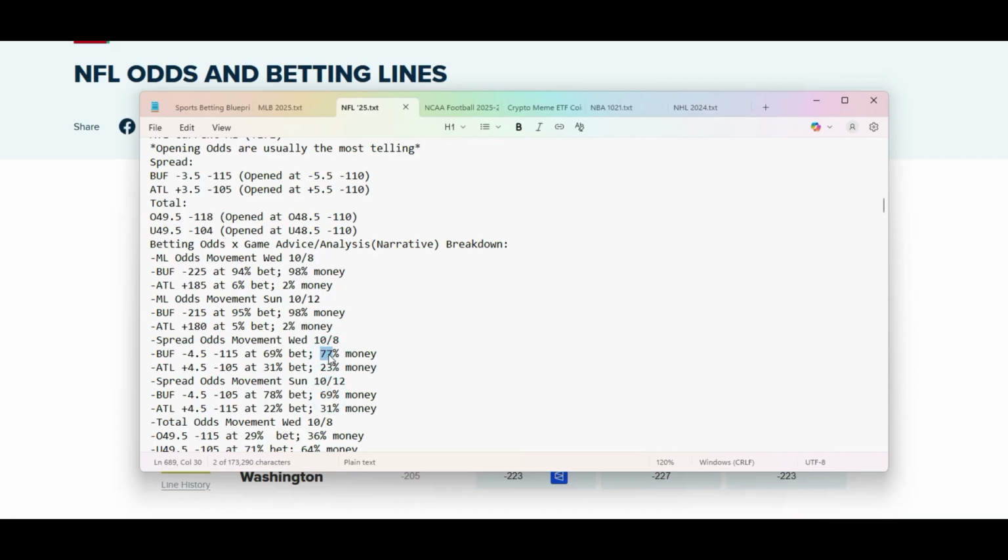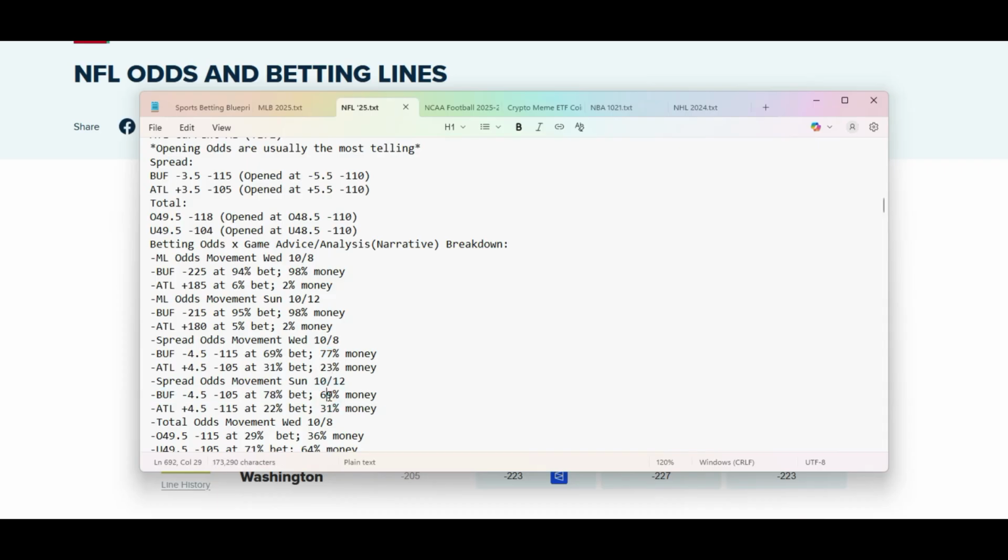So basically the betting and the money flipped from Wednesday to Sunday, and the cost has changed on the spread. Minus 105 was at Buffalo yesterday. Currently, it is minus 115 Buffalo today, with their money going down in percentage.